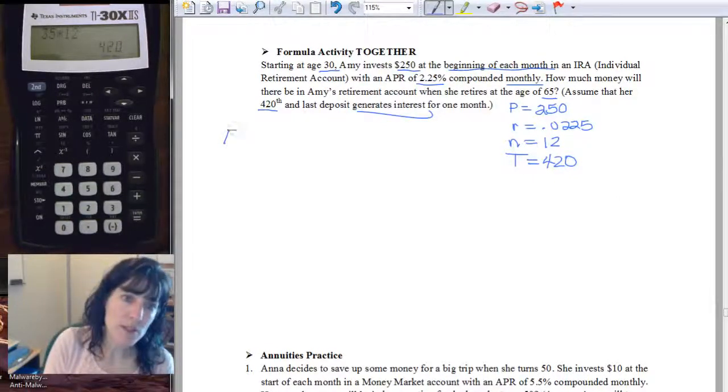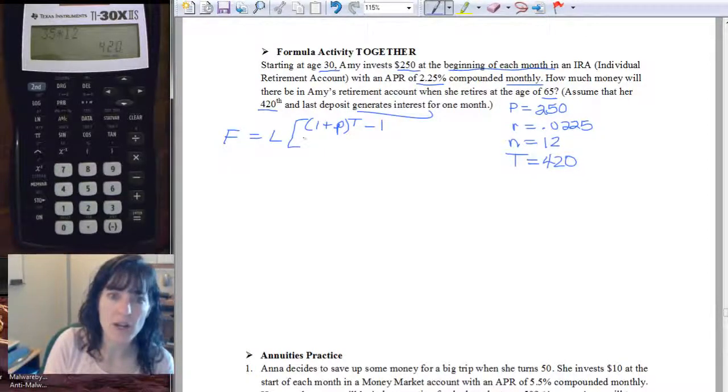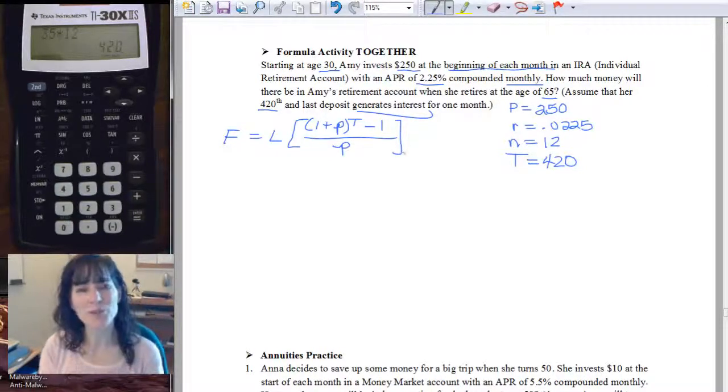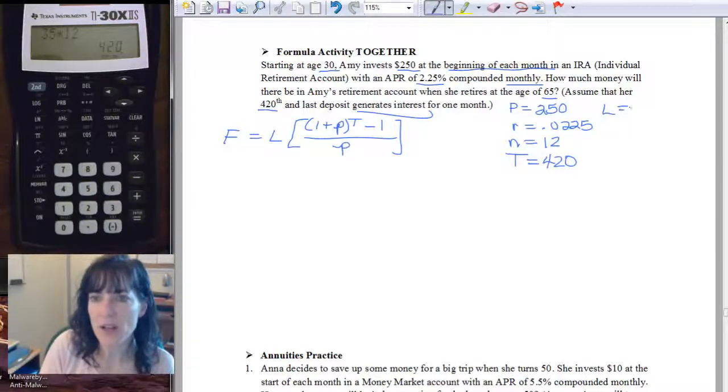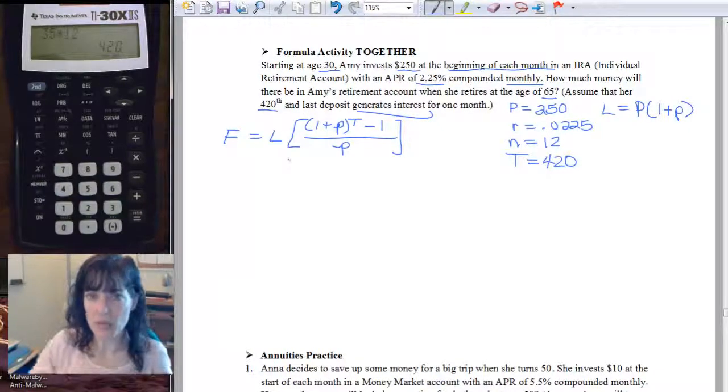So our formula says F equals L times the quantity 1 plus little p raised to the capital T minus 1 all over the little p, close the big parentheses. Remember our L, we were going to have to assume her last deposit generates interest for 1 month. That means her L is going to have to be P times the quantity 1 plus little p. So we may as well put that in now.